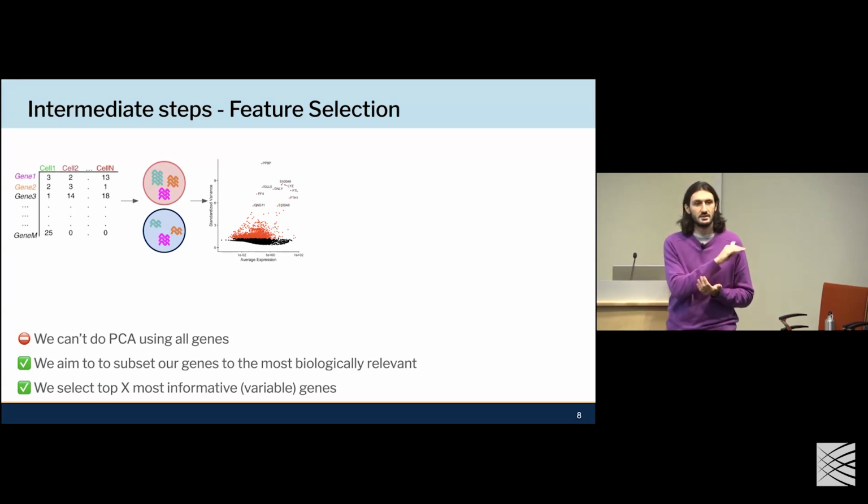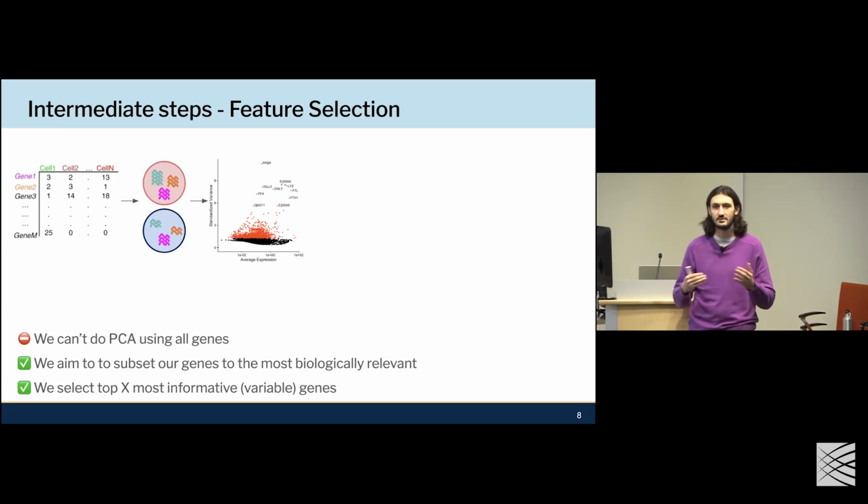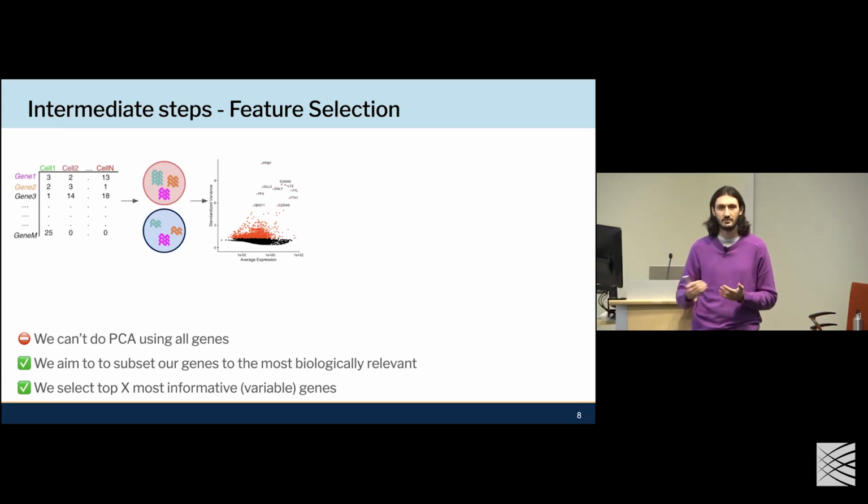We can imagine that if a gene is constantly expressed, it's not necessarily adding any information to our data set, in the sense that it's not going to allow us to tell apart different cell populations. So we select our most highly variable genes, and we're going to subset from 30,000 genes. We're now going to look at these 3,000, 2,000, 5,000 genes of interest.